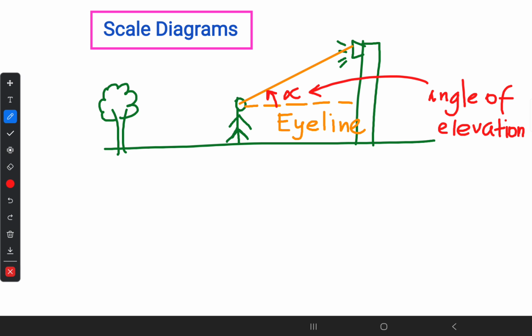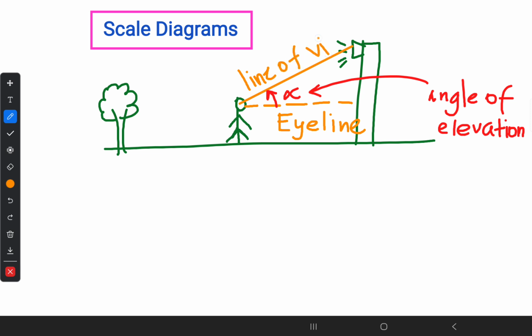An angle of elevation is defined as the angle formed between the line of vision and the eye line of an observer when the observer is looking at an object above the eye level. When you are observing something located above your eye level, this is your eye line and this is called the line of vision. This orange line, through this line only you are observing the top of our lighthouse. This is called the line of vision.